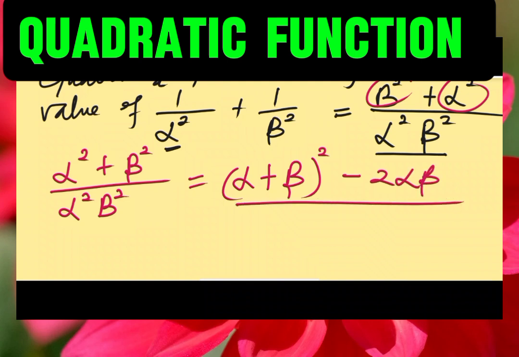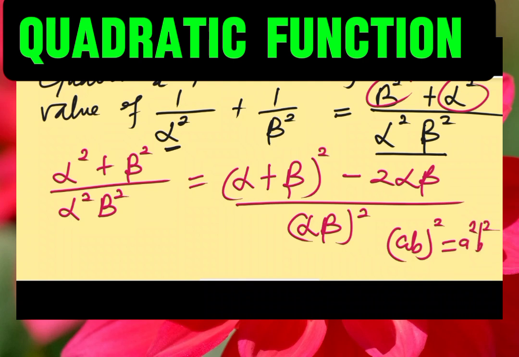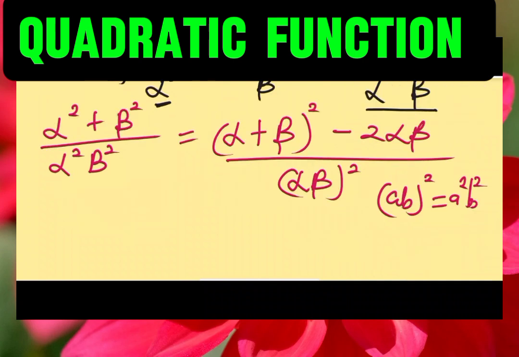Very good. Everything divided by alpha squared beta squared. This can also be written as alpha beta squared. Yes, according to one of the laws of indices, alpha beta squared is the same as alpha squared beta squared. Very interesting. Good. We need to get this value. We call it the sum of roots because alpha is a root, beta is also a root. We need to also get here the product of roots.